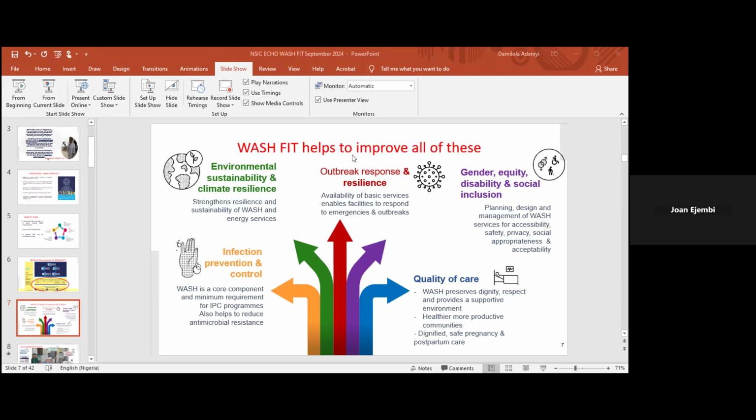Okay, so as I was saying, we can say that the WASH FIT is a very important tool, and for us to have standardized or working IPC programs, we have to address WASH in our facilities. And this tool will enable us to assess our current state of WASH facilities in our healthcare institutions, and then develop an improvement plan to ensure that we improve from our current state to the desired state, which will further help us implement IPC properly.